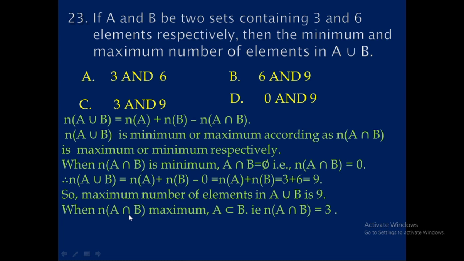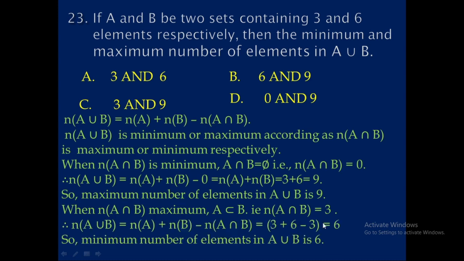So, the maximum number of elements of A union B is 9. Therefore, the answer is 6 and 9. That is option B, the right option. Next, question number 24.